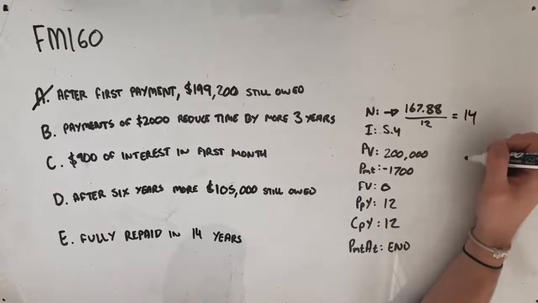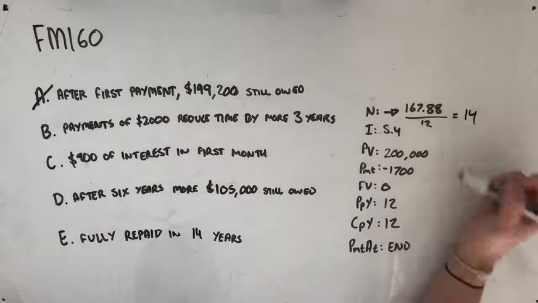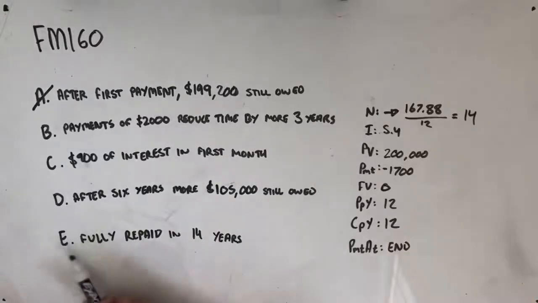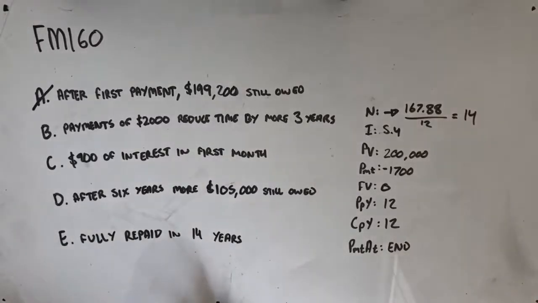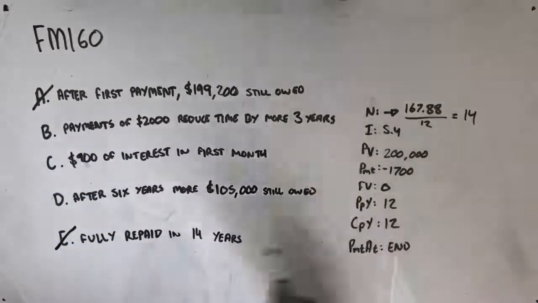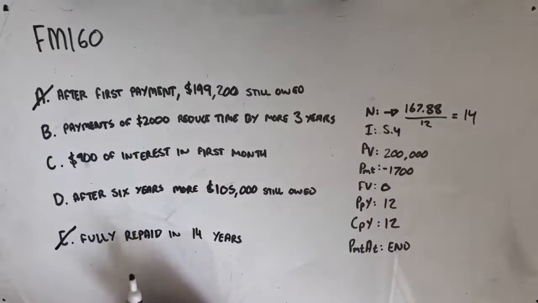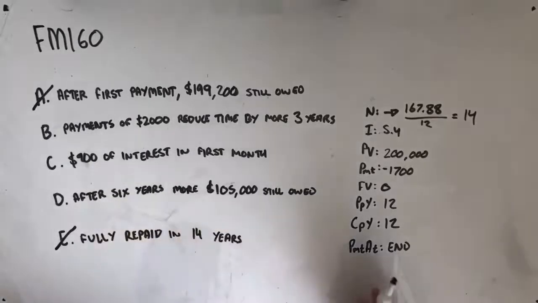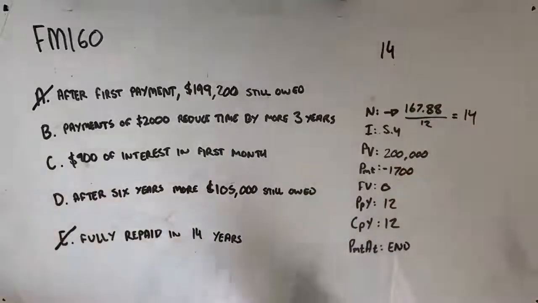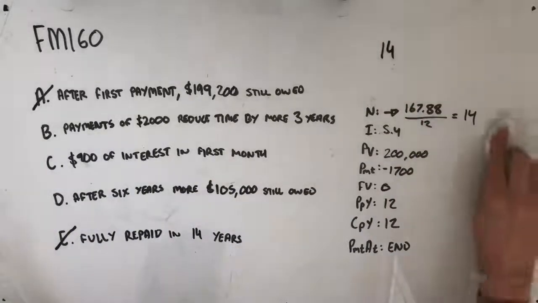So given the current conditions, it'll take 14 years to pay off this loan, which incidentally means that E is also correct. So we can cross off E because we can see here that it will be fully repaid in 14 years. So the loan will be fully repaid in 14 years. Might even jot that down first of all. So under the first conditions, 14 years for repayment.